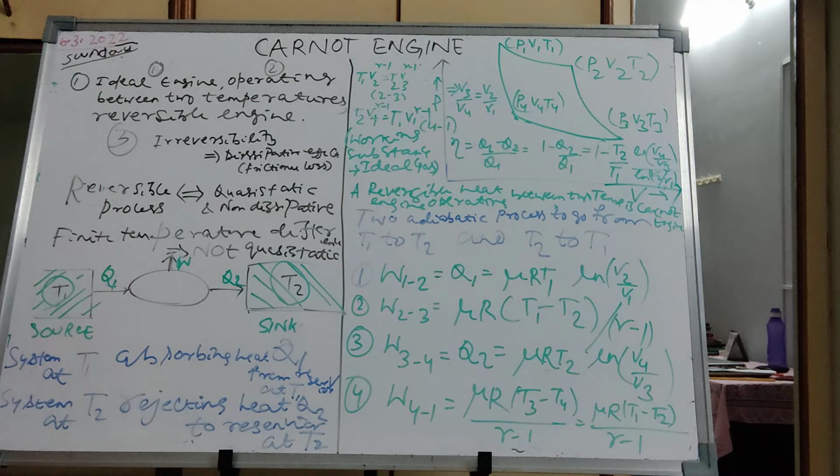So these three things are important: it's an ideal engine, it operates between two temperatures, source temperature T1 and sink temperature T2, and it's a reversible engine. We have discussed what irreversibility is. Irreversibility is where you have a dissipative effect, like frictional loss or any other loss.